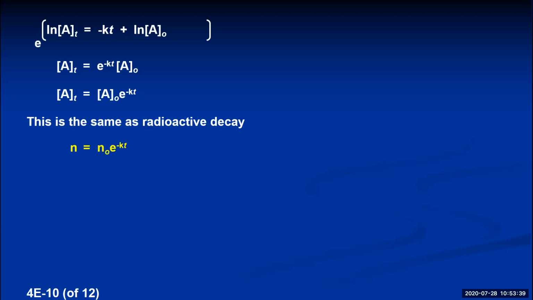So if you remember, the number of radioactive isotopes at time t, which we abbreviate as N, will always equal the initial amount of radioactive isotopes, N naught, multiplied by e to the negative kt. That means radioactive decay follows first order kinetics. And we maybe didn't use that yellow equation exactly because we didn't have specific rate constants for different radioisotopes. We had half-lives for different radioisotopes.